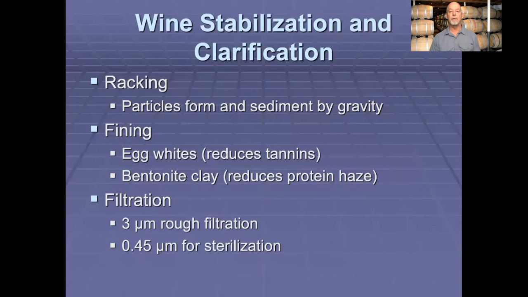Wine stabilization is an important adjustment to wine. It's very important that you allow the wine to clarify. So we do use racking to let the particles settle out of the wine by gravity. We could add egg whites to the wine, which will then settle down to the bottom. Once we rack the wine off, the egg whites will be left behind, but they will bind to some of the tannins in the wine, reducing the tannic structure of the wine. And you can use bentonite clay to reduce the little bit of protein that can cause a haze in the wine. And then there's filtration.